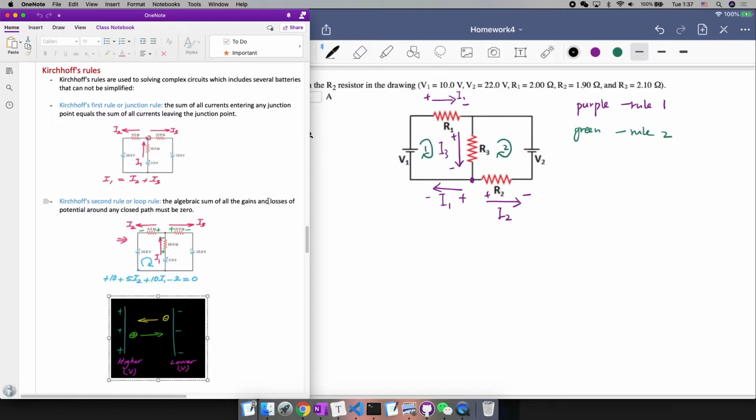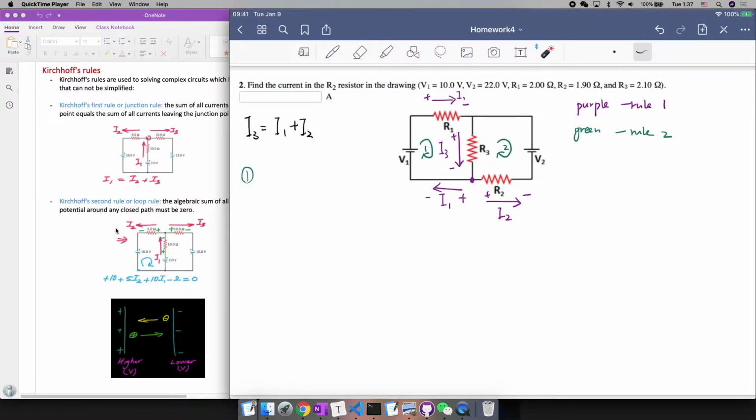First, it says all gains and losses of potential around the path must sum to 0. So let's look at it. For this, it is a closed path, right? So this circuit goes clockwise. So for this side, it goes here like this, right? So let's analyze it one side at a time. So let's look at this side. Nothing here. Then we look at this side. We have a battery here. Is it gain or loss?